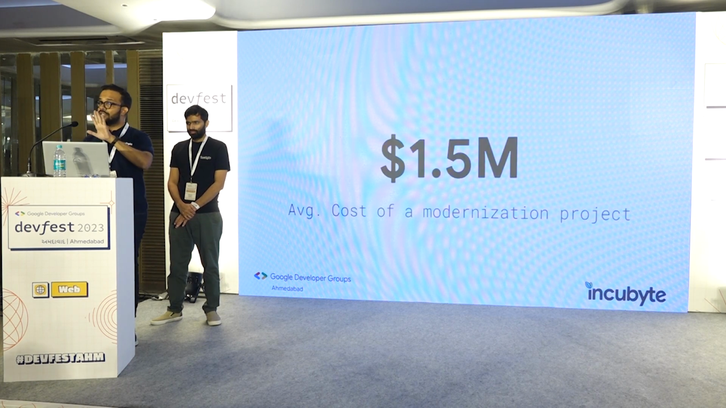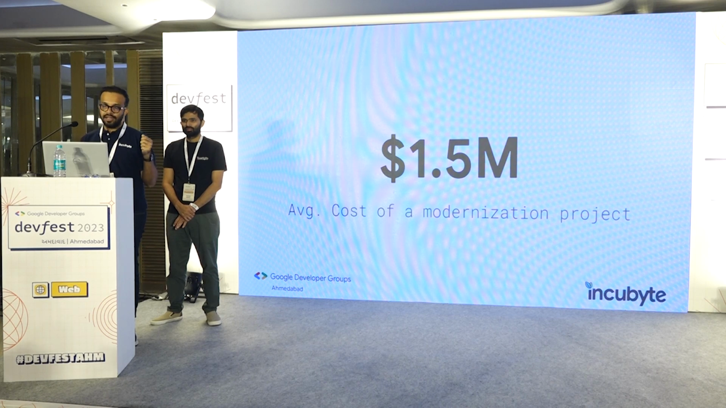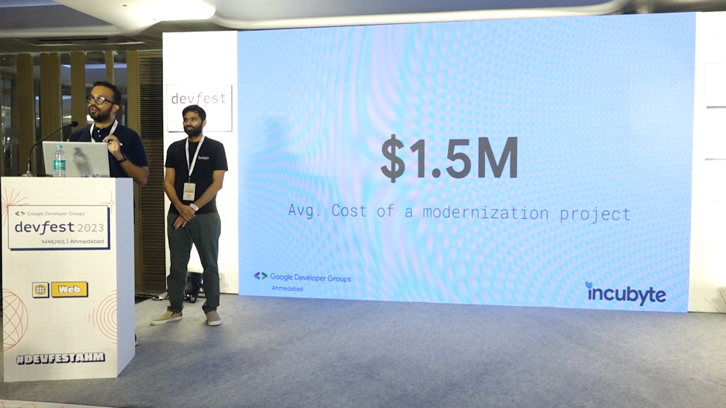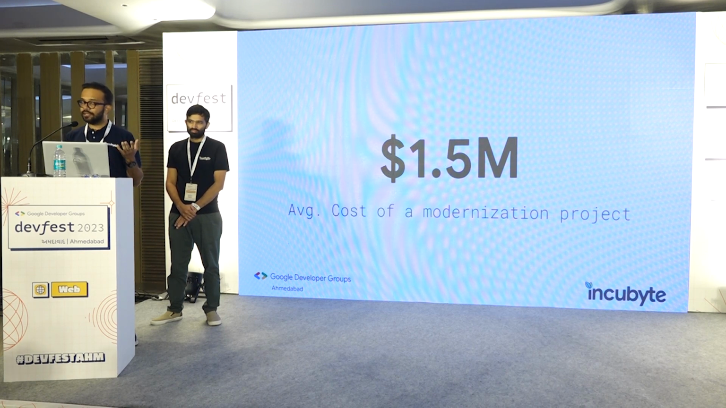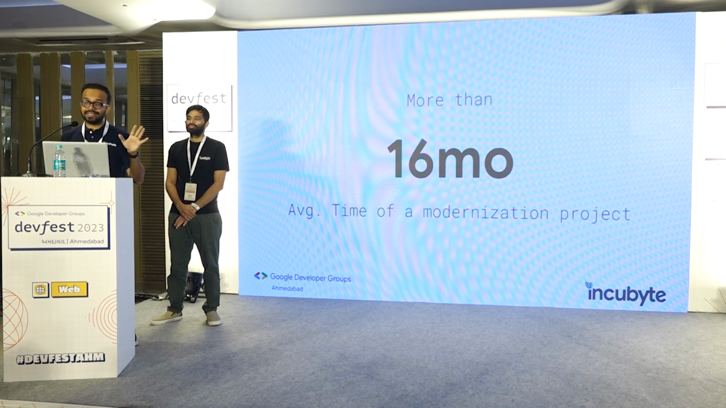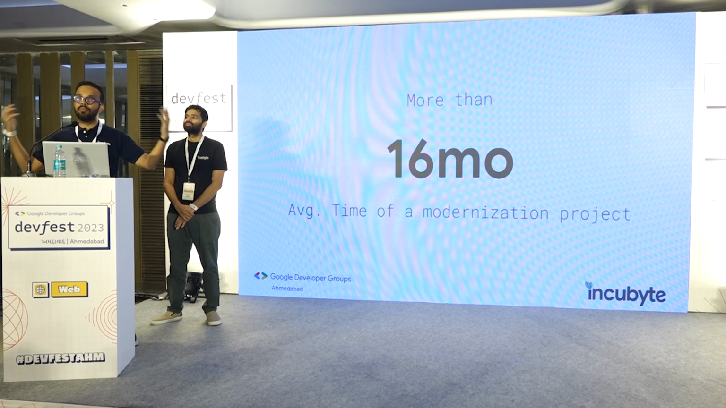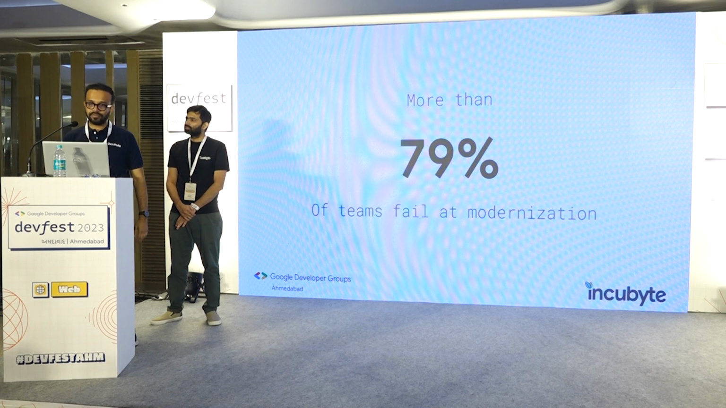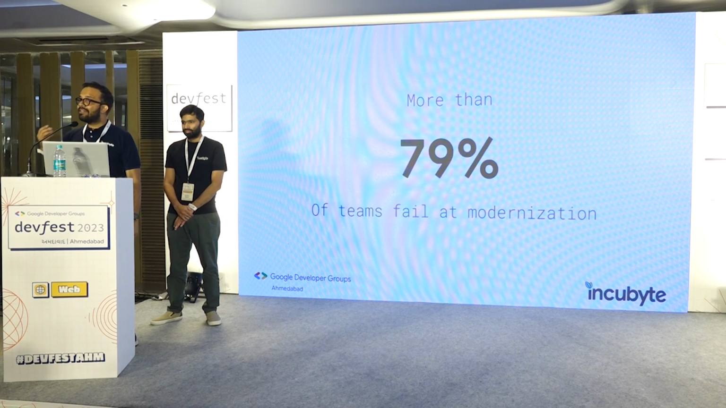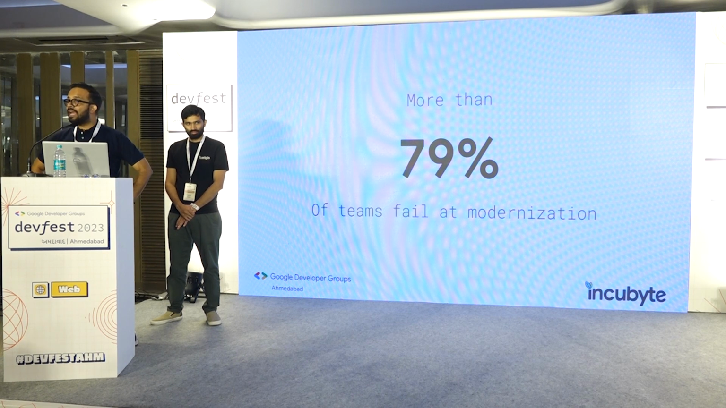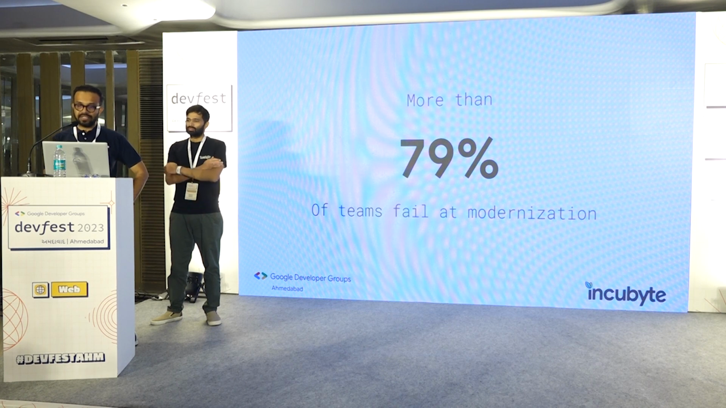Now software modernization is not an easy task. Last year in the States, it cost $1.5 million on average to modernize software per project. It took around 16 months, that's the duration of a software modernization project, and that's an average, which means many projects may have gone way above 2 years and 3 years, right? More than 79% of the teams fail at modernization. And then you may ask, why do they fail? So let's look at some of the challenges.